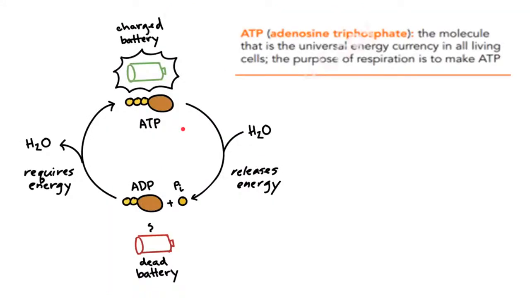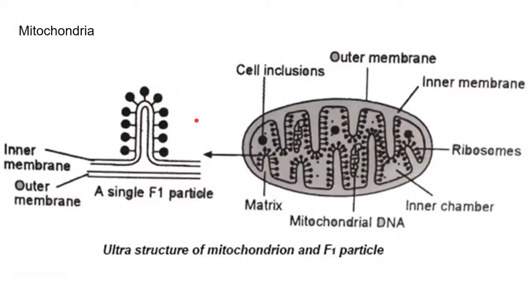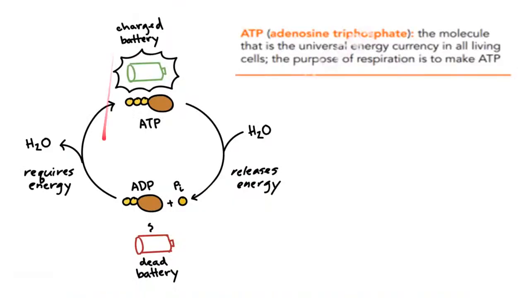So what is ATP? It's essentially the energy currency of the cell, right? ATP is like a battery. It's a charged battery. It releases energy to form ADP and an inorganic phosphate. And then this ADP and inorganic phosphate comes inside the mitochondria to this F1 particle. This F1 particle is like the charger. It gets charged again to give you more ATP, right? So this charged battery comes from that F1 particle.